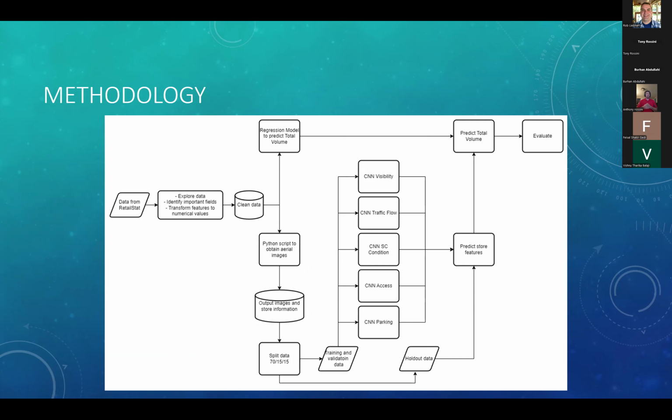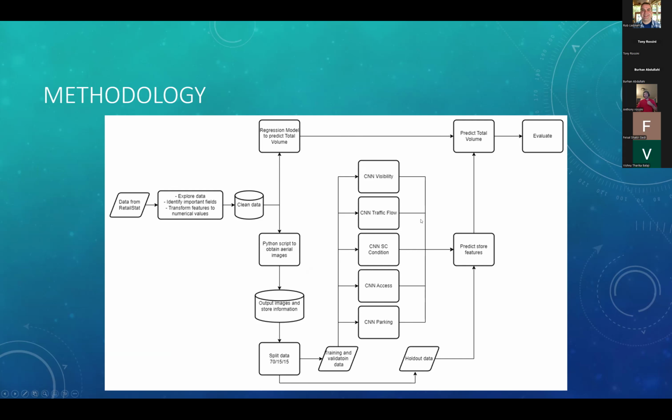And then from there, we store the data along with the grocery store information, split the data into training, validation, and holdout sets. The training and validation sets go into actually building our deep learning models. And we're building 5 deep learning models, 1 for each of the store features.